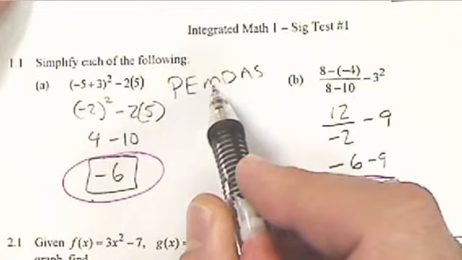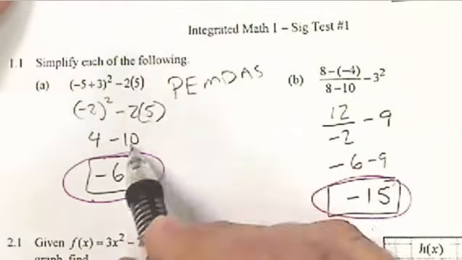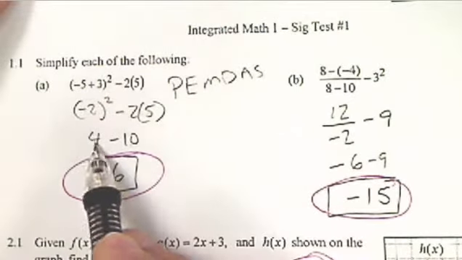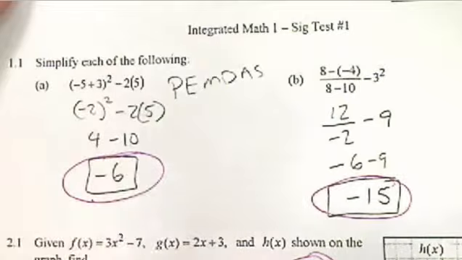And then I do the multiplication. 2 times 5 is 10. 4 minus 10 is -6.